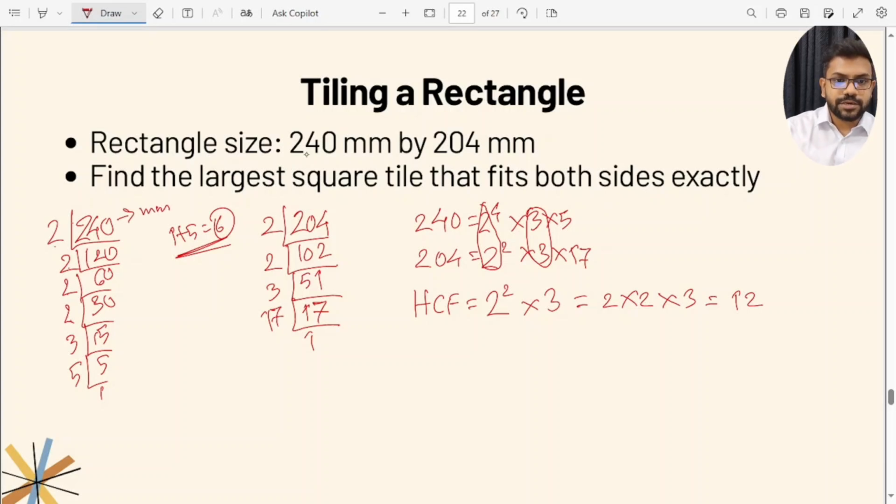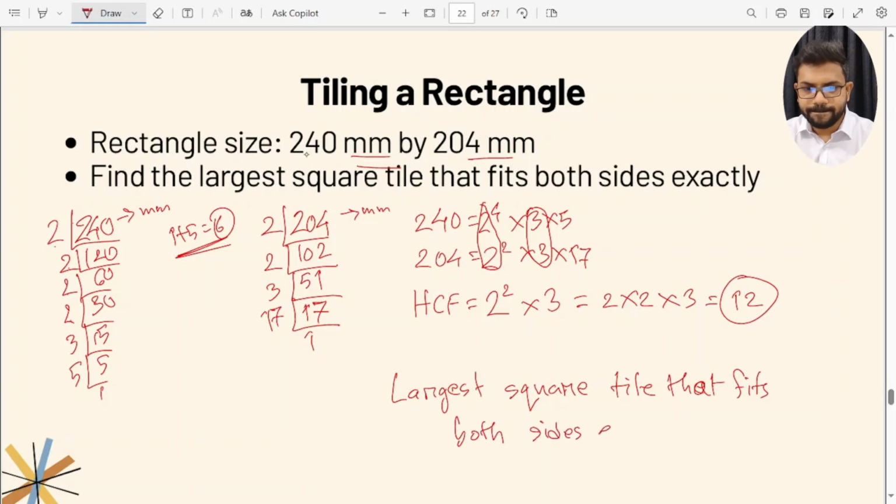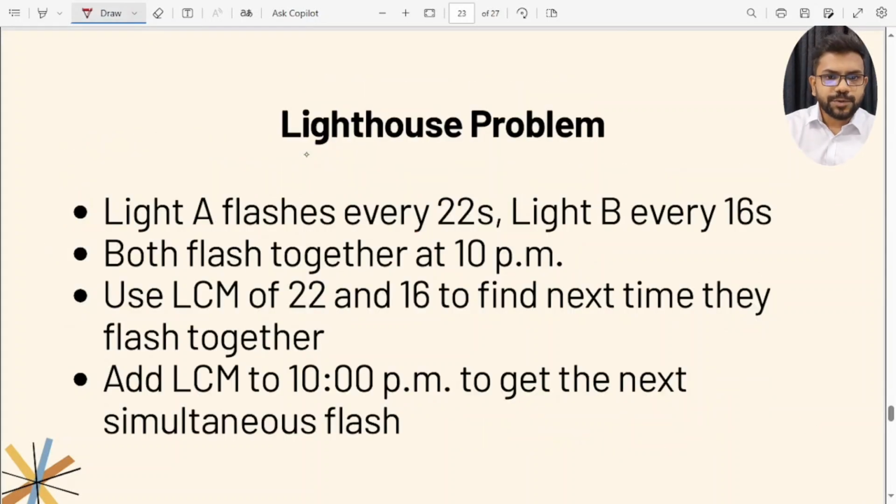240 is in millimeter, 204 in millimeter is given. So the final answer should also be in millimeters. Okay, so we can write the final answer as: largest square tile that fits both sides equally is 12 millimeter. In this one, the question says there are two lights.